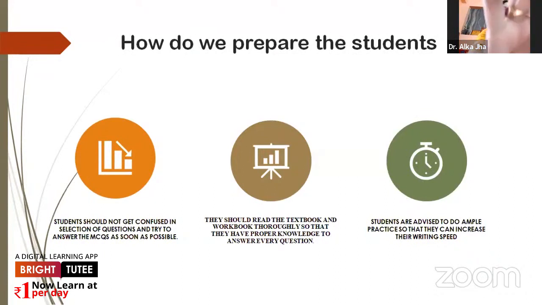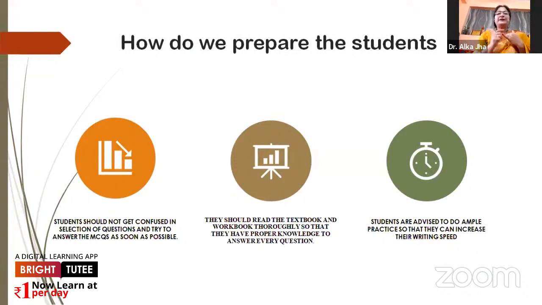How do we prepare the students? They should not get confused. I'm not telling anything new; all my teacher friends know. They should not get confused in the selection of questions and should try to answer the MCQs as soon as possible, so that they can save 1.5 hours for the 3 remaining questions.